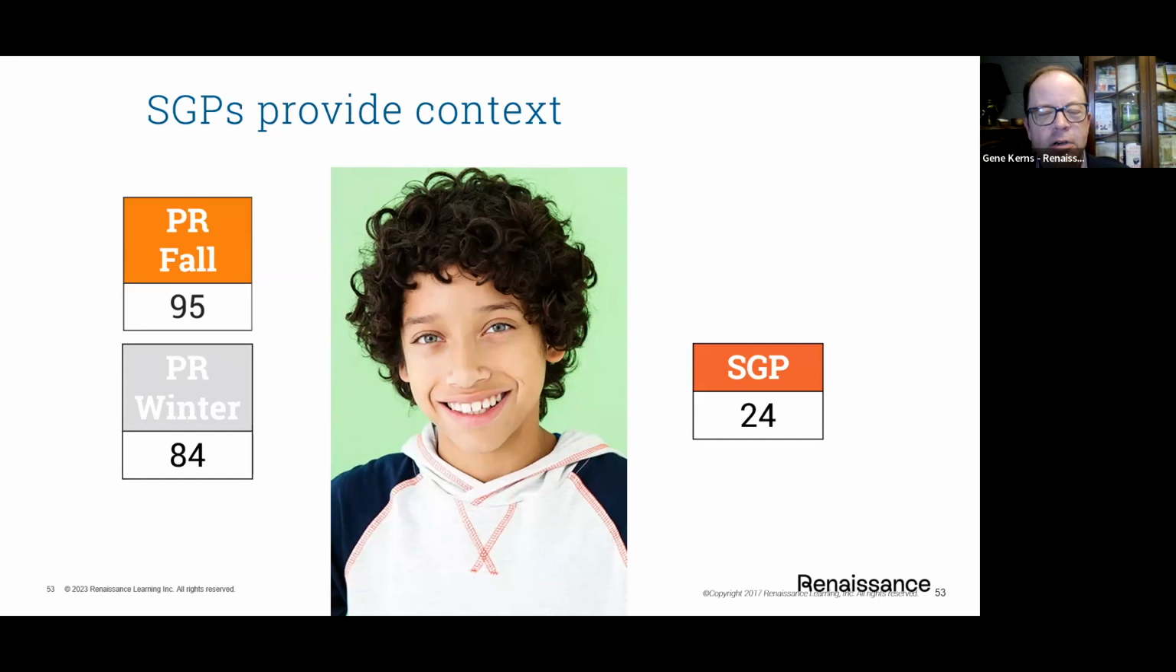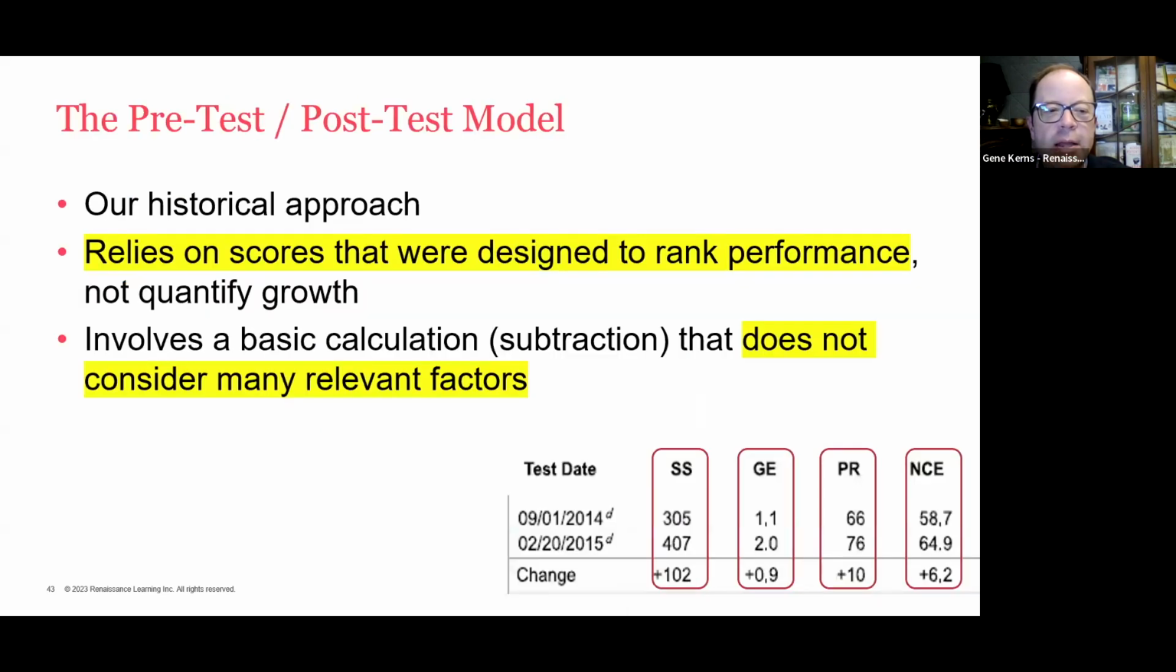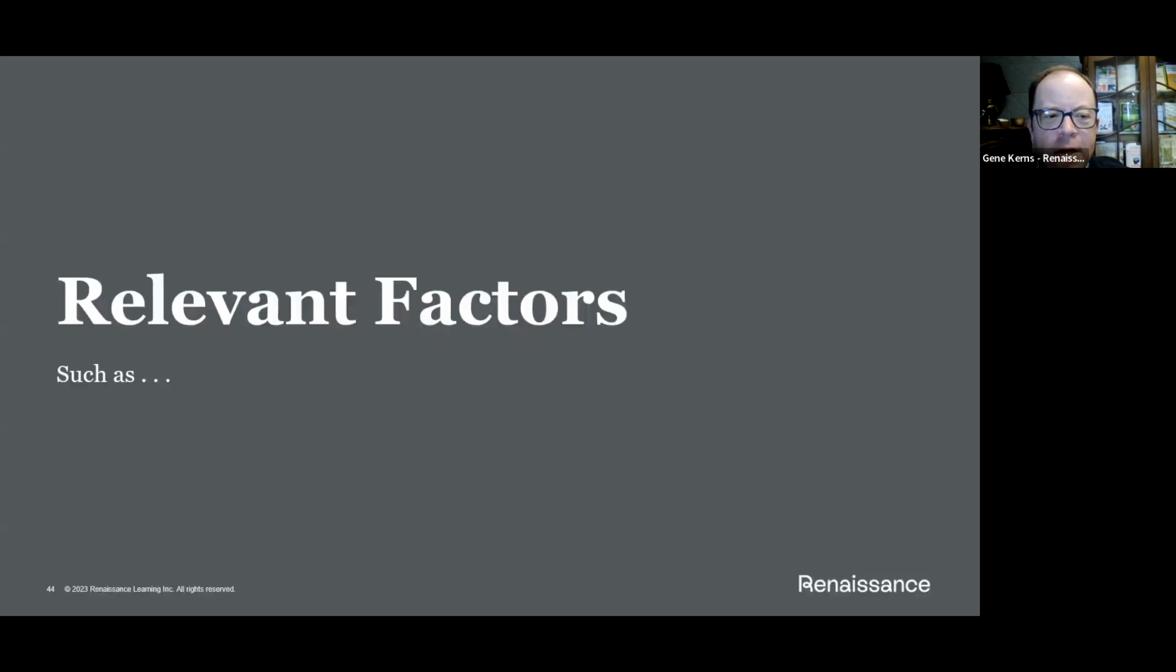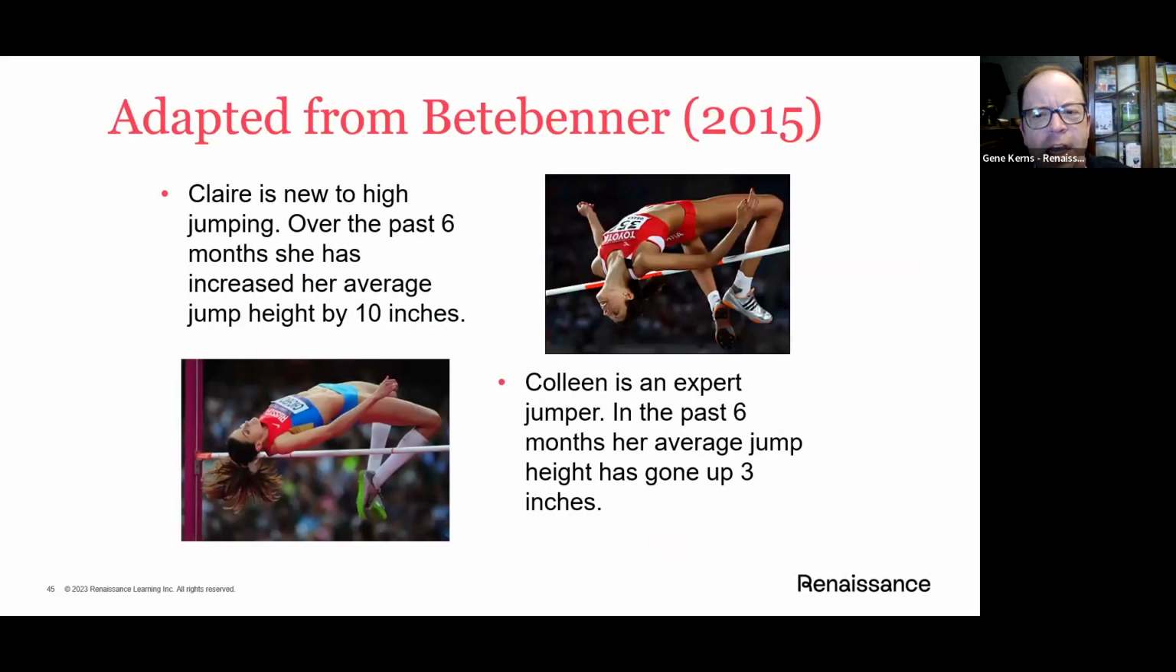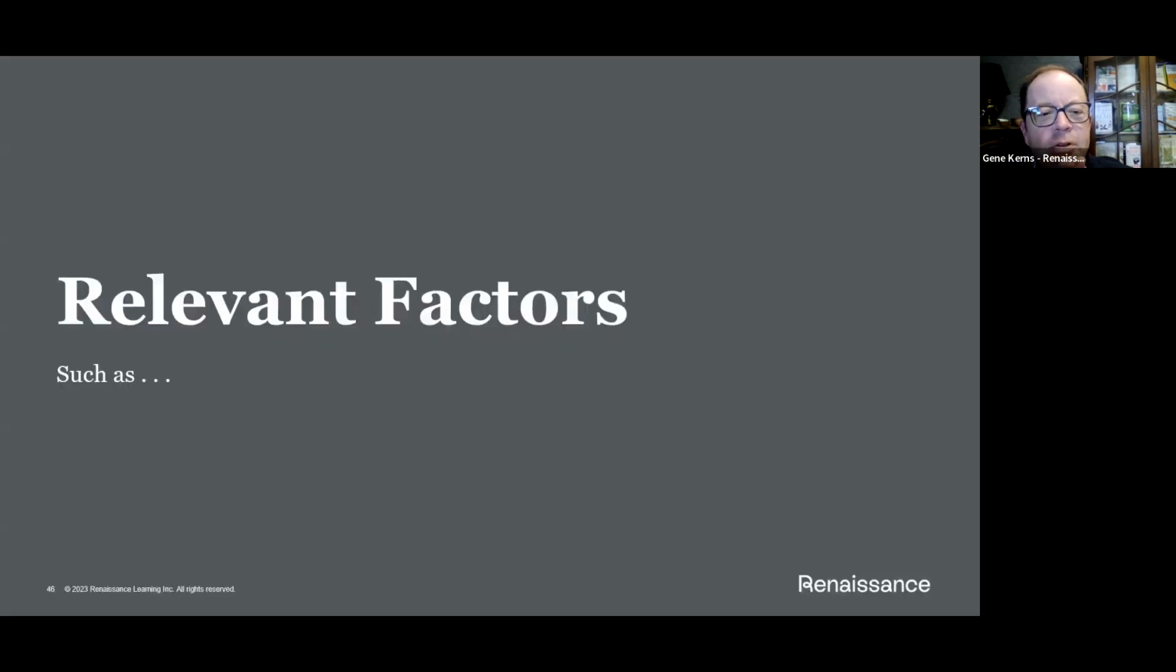And remember, I said there's several things that this considers. I said before, our historical model is plus or minus. We just subtract things. When we do that, what we miss is many other relevant factors. Well, what am I talking about? Academic peers, that's a relevant factor, just like we talked about Claire and Colleen. Here's another factor that is so important. Now, this is going to be the most scary word we're going to use today.